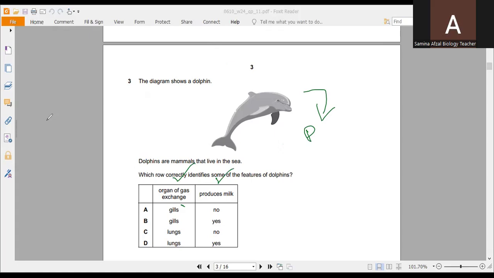lungs for gaseous exchange. So in these options, A is gills. No, fishes have gills. Mammals don't have gills. So this is not the correct option. B again, gills, not the correct option. So lungs, C or D can be the correct options. But here you can see that the lungs produce milk. Mammals always produce milk. So D is the correct option.